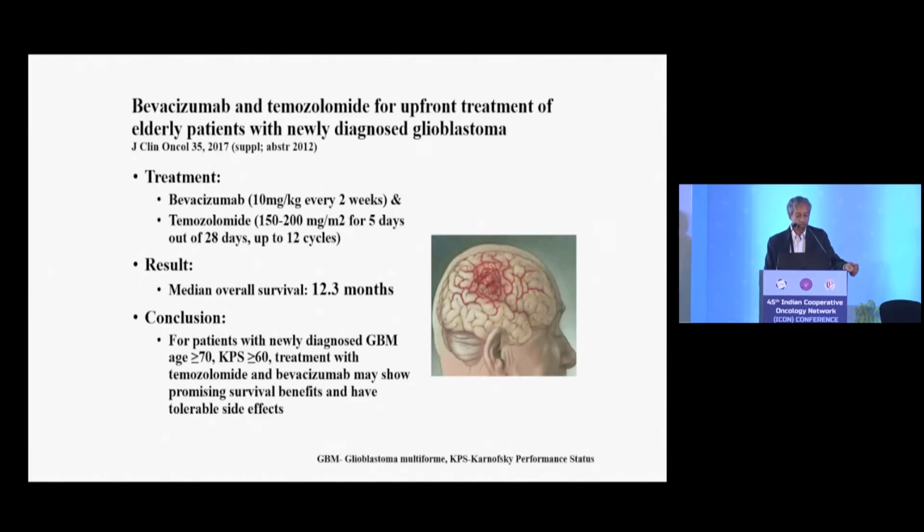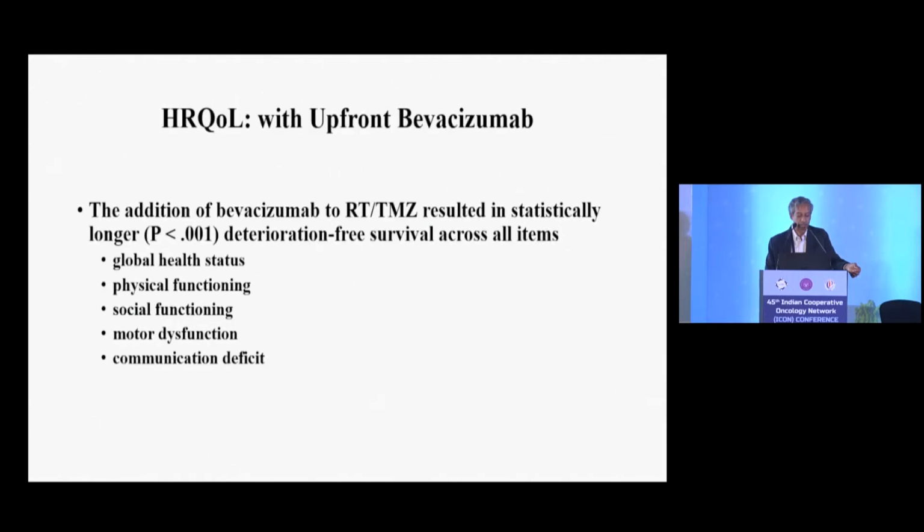So this is another study, Bev and temozolomide upfront, and again this study concluded that for newly diagnosed GBM, age more than 70, KPS more than 60, treatment with temozolomide and bevacizumab has shown to produce promising survival benefits and tolerable side effects. I think all of us are today familiar with using bevacizumab, and the side effect profile is pretty all right. So this is one of the ways by which we can decrease recurrences.